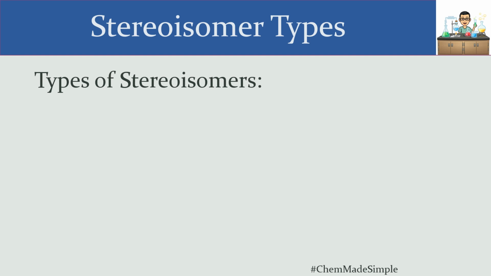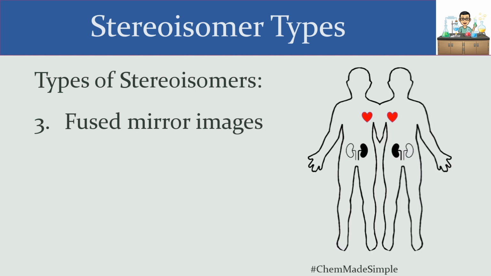The third type of stereoisomer we're going to look at is ones that are very different, and these are going to be fused mirror images. If we take that same analogy of the two human-like beings, this would be a new being in which two things are fused together. I've got two humans side by side that are mirror images of each other but are connected to each other, so they're very much the same being. That is something we call a meso compound. Meso compounds are quite different, but they're mirror images that are fused together.